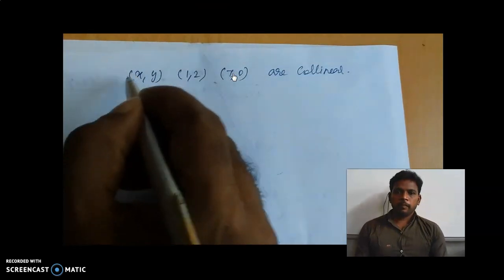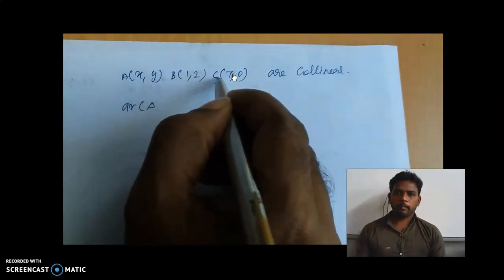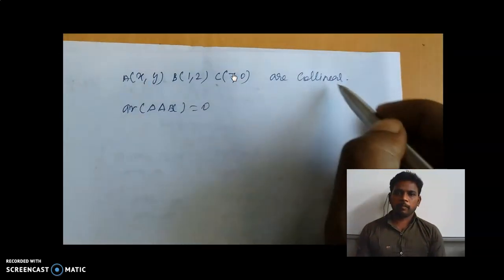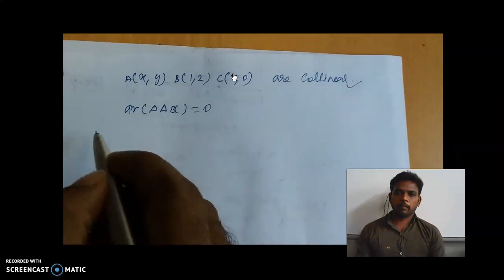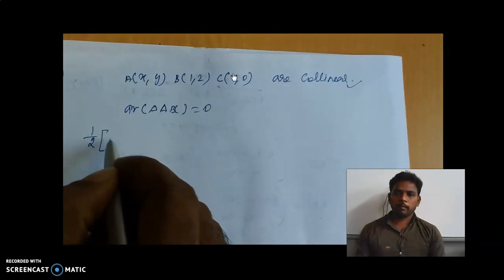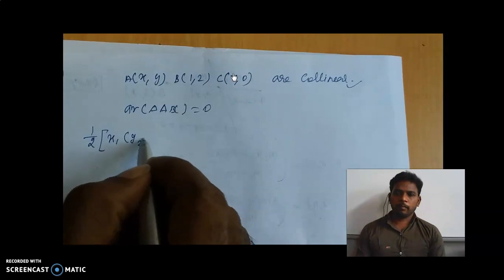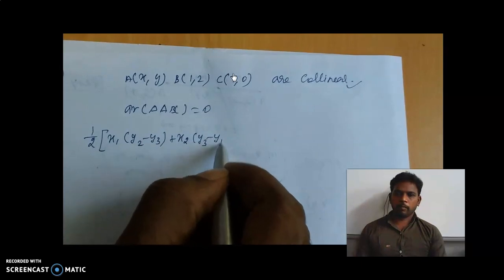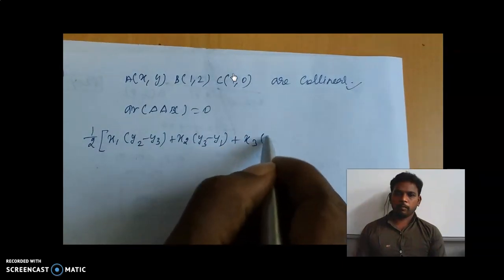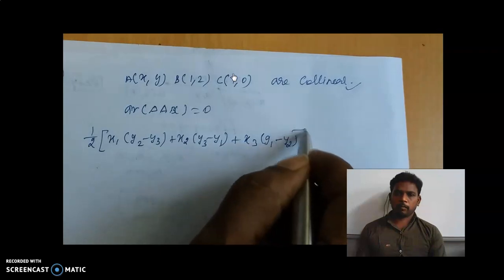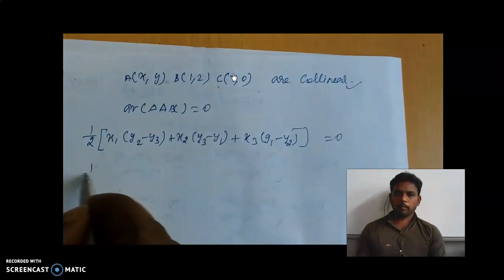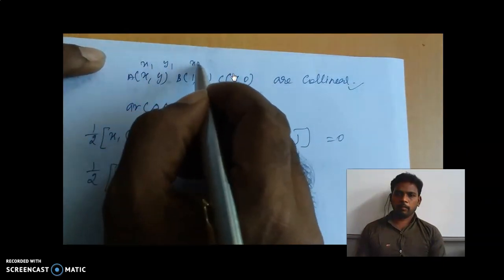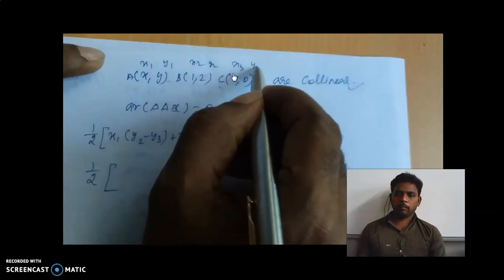Area of the triangle, let us take this one A, B, C. So area of the triangle ABC equal to 0 because they are collinear given here. Okay, now what is the formula for area of the triangle? So half into x1 into y2 minus y3 plus x2 into y3 minus y1 plus x3 into y1 minus y2 equal to 0. Right? So 1 by 2, what is x1? So this is x1, y1, x2, y2, x3, y3.